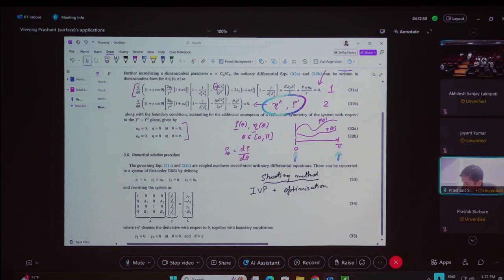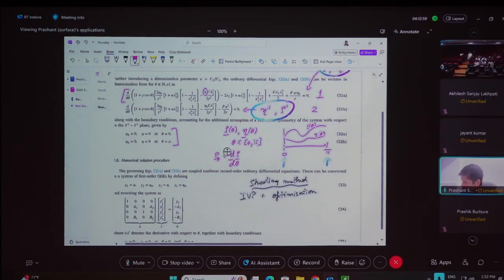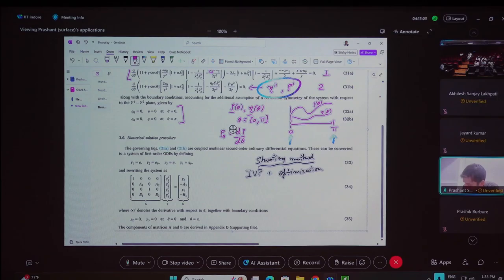We just convert this by certain substitutions. So the substitutions that we have are here.